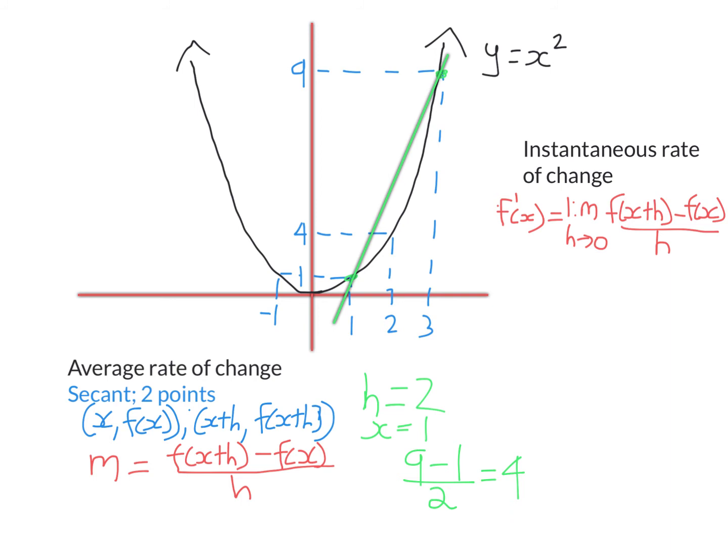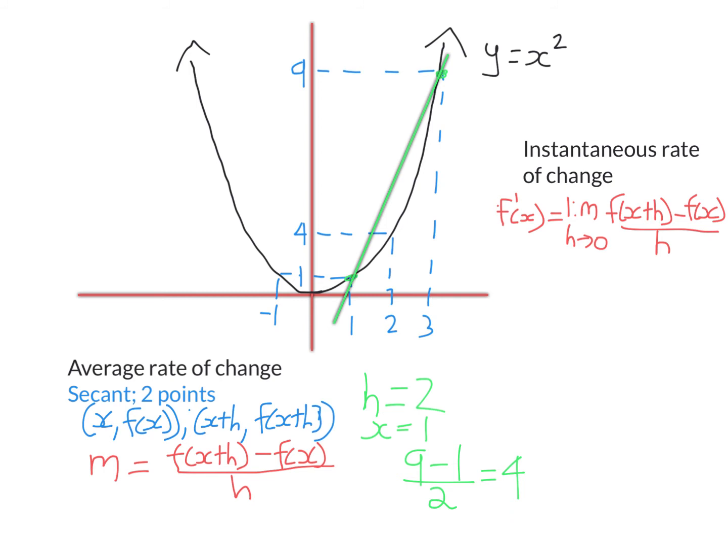Another way to say that: the average rate of change of y equals x squared between x equals 1 and x equals 3 is 4. But the problem is that's just an average rate of change. I wanted to know what the rate of change is at this point. If I want to know the rate of change at just one point, it's called an instantaneous rate of change. The problem is this line here in green isn't a good indication of the direction the curve is going at x equals 1. So what can I do about that?